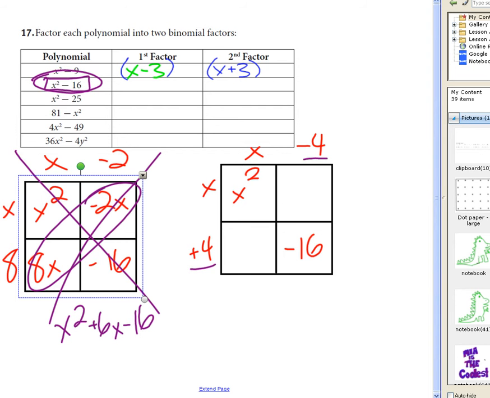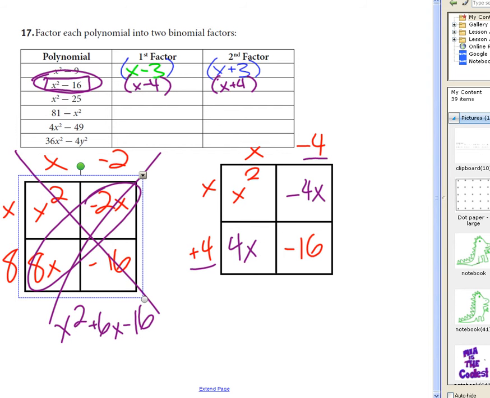This and this have to be the same number because when we work it out, now we're going to get negative 4x and positive 4x. And what happens when we combine that? We get nothing, which is what we want. So in order for this to work, you have to have the same numbers with different signs. So this is going to be x minus 4, x plus 4. And once you get the idea of that, the rest becomes pretty easy.